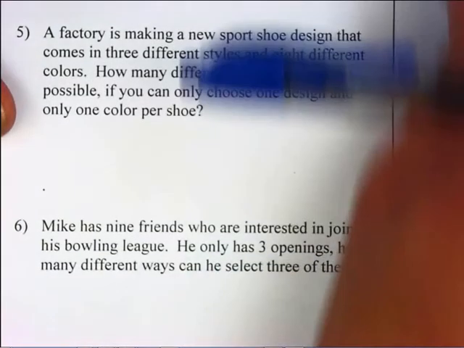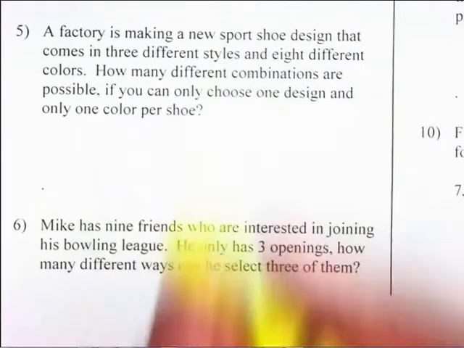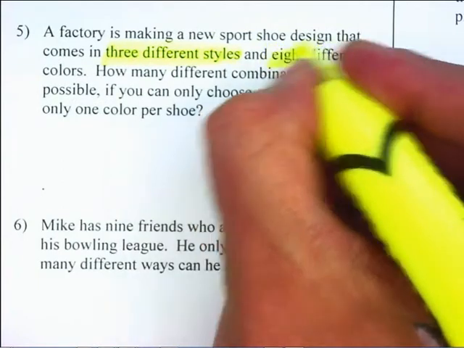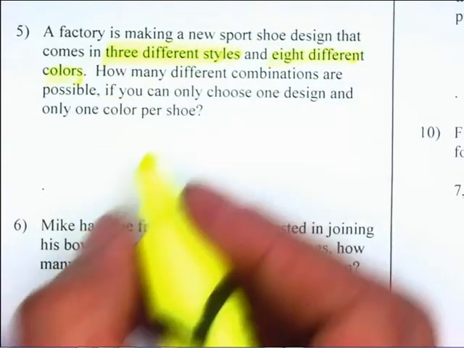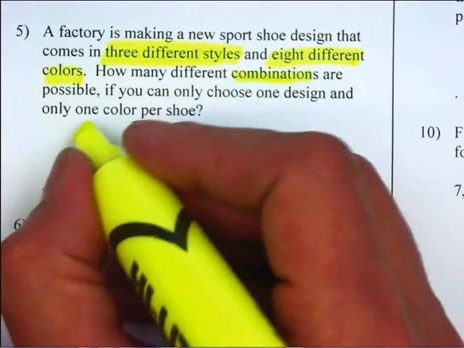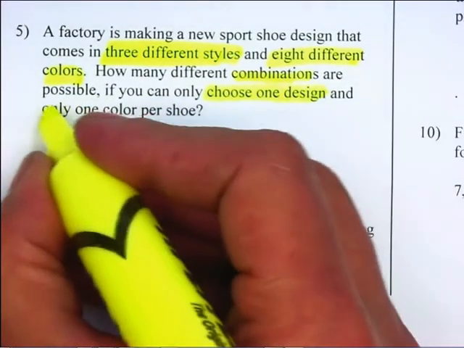Problem number 5. A factory is making a new sports shoe design that comes in 3 different styles. So you're looking for 3 different styles and 8 different colors. How many different combinations, so combinations should give you a little clue, are possible if you can only choose one design and only one color?